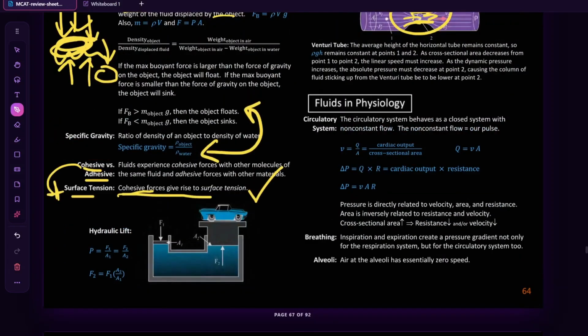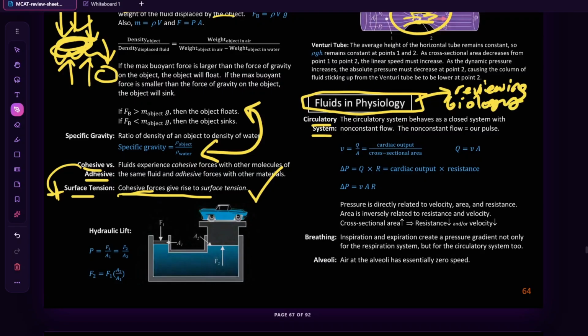Okay, so now fluids in our own body. This is about fluids in physiology. So we're talking about our own body: circulatory system, breathing, and alveoli. If you don't understand what those mean, then reviewing biology is important, because the circulatory system is talked about in your biology as well as alveoli and how your breathing works. If you've done biology before, then this would just be review for you.